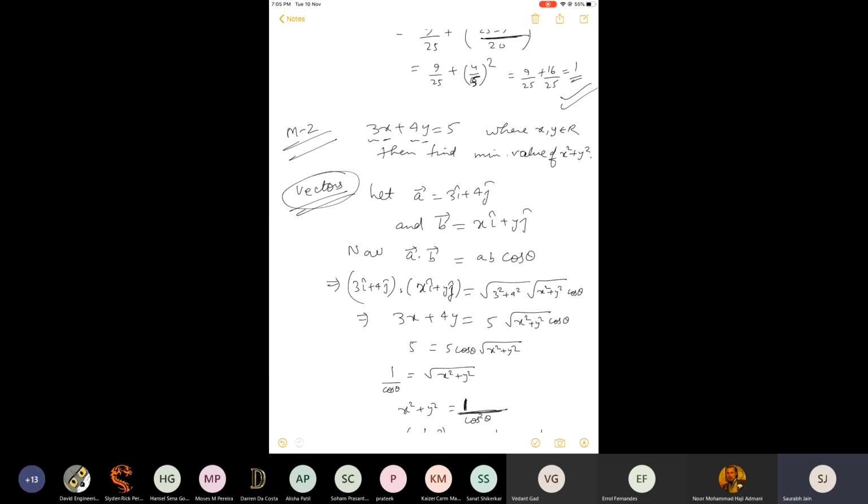Just wait a minute. Let me see how many pages are left. Okay, let us complete this part also. Then regarding graphs, that part will be remaining, that will be completed in tomorrow's class.